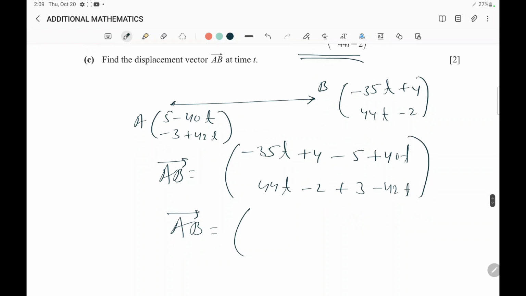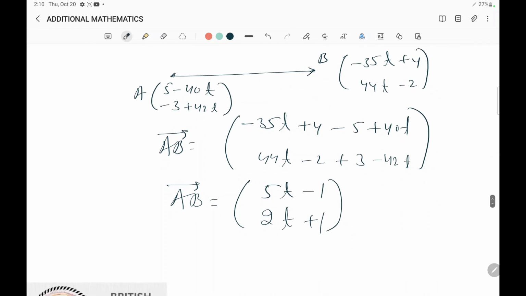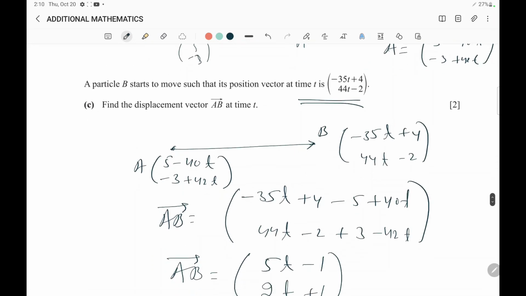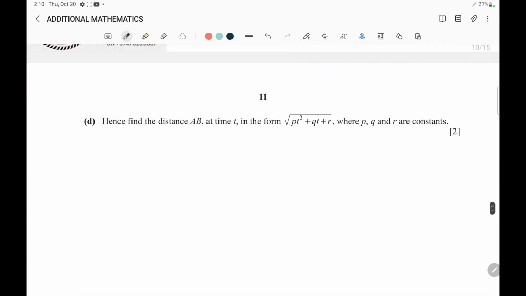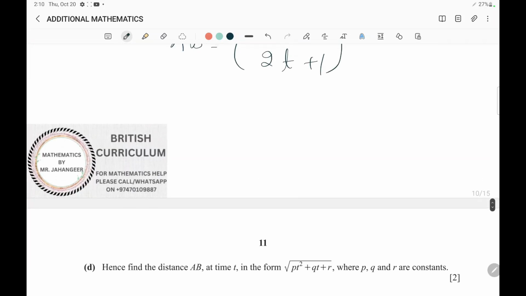Minus 35t plus 40t, it's 5t only, and then how much? 4 minus 5, so 4 minus 5 is minus 1. 44t minus 42t, so that's 2t plus 1, right? So I got AB, the displacement vector AB. Now hence find the displacement AB in the form of this. So that's nothing, it's just a length formula, that's it.